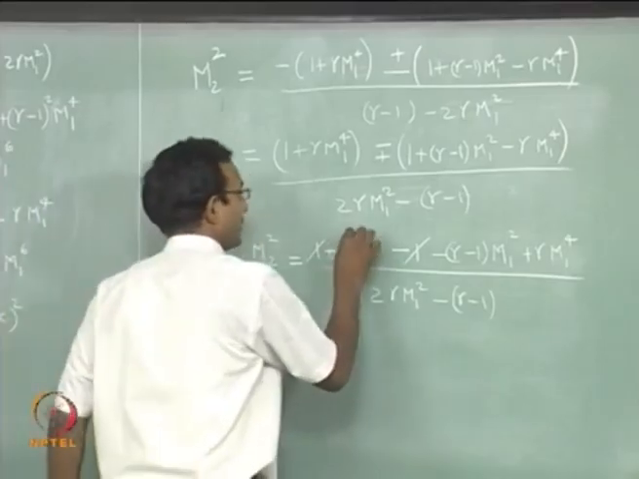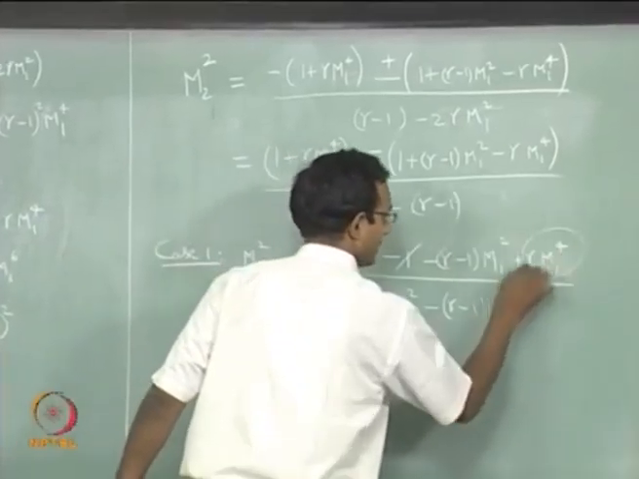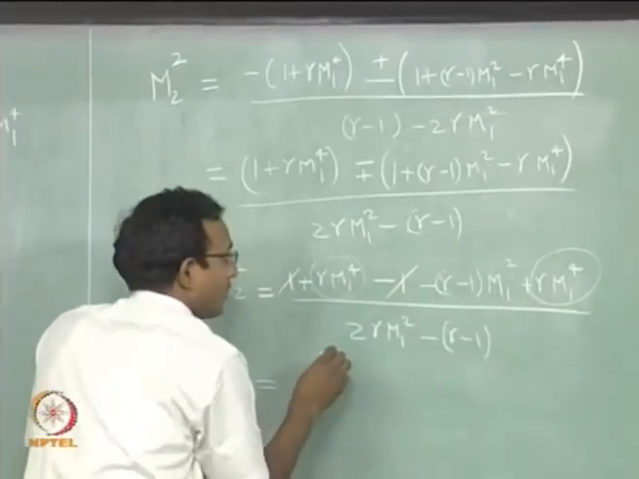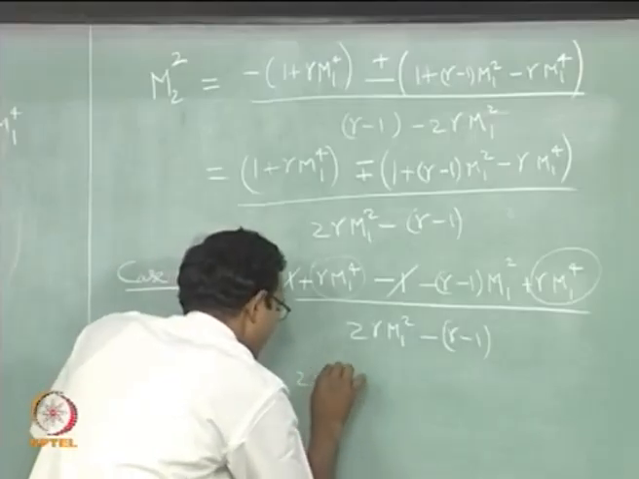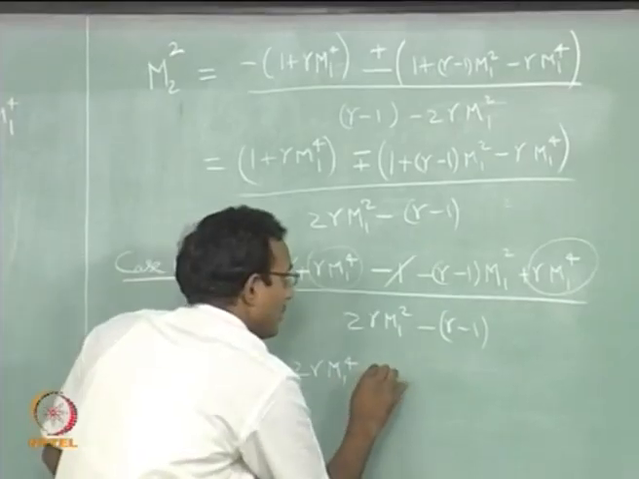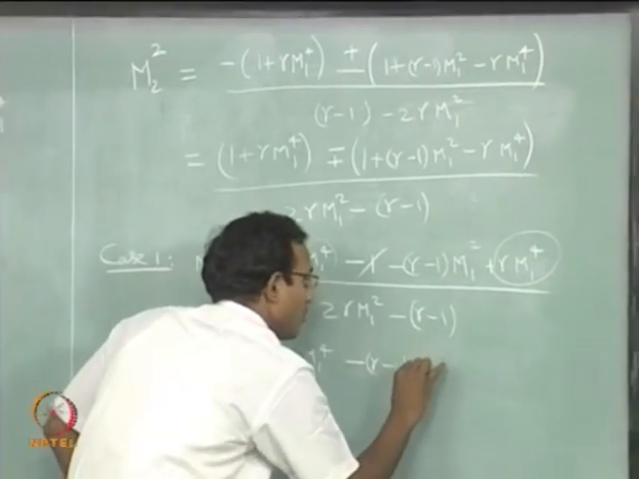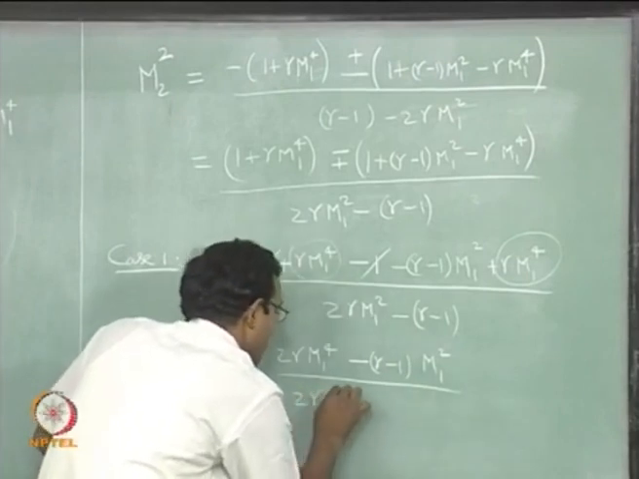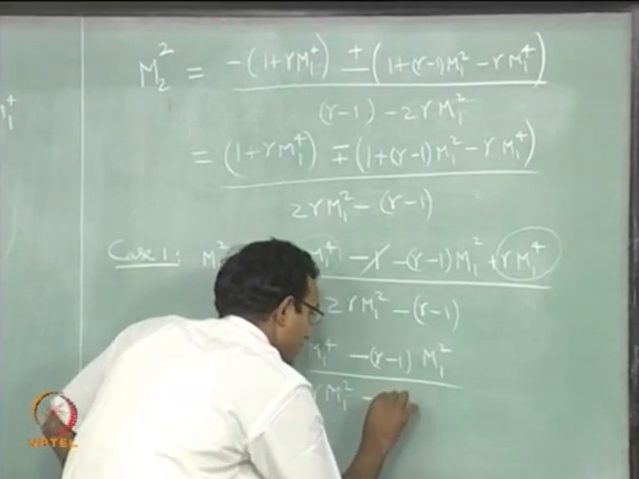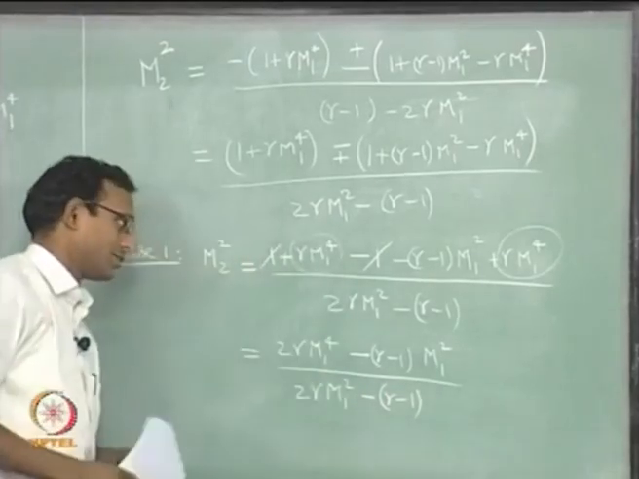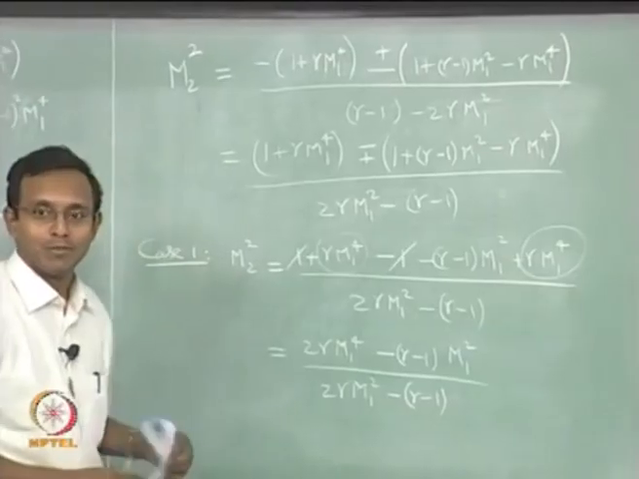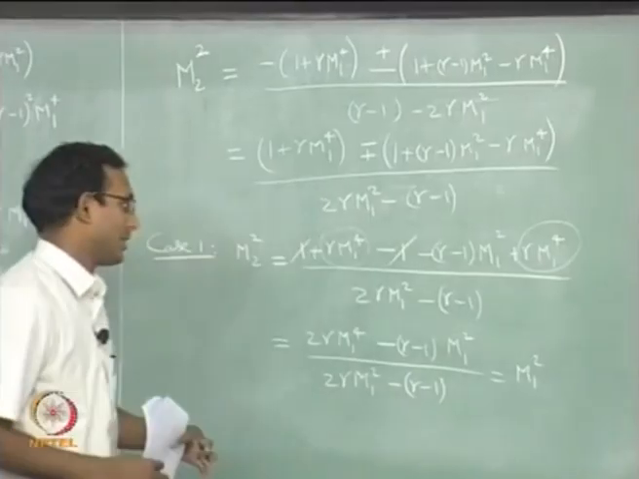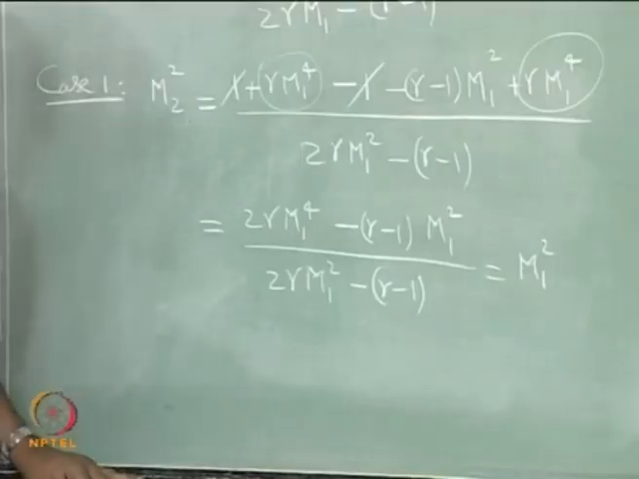Of course, I can add these two together, this term and this term are exactly the same. So I will write it as 2 gamma m 1 power 4 minus gamma minus 1 m 1 square divided by 2 gamma m 1 square minus gamma minus 1. Look at the numerator and denominator, the answer is supposed to be m 1 square. That is all I will have. So, I am getting m 2 square equal to m 1 square.